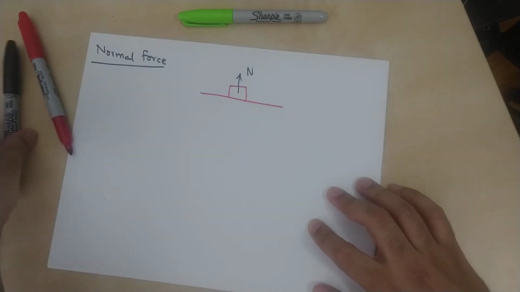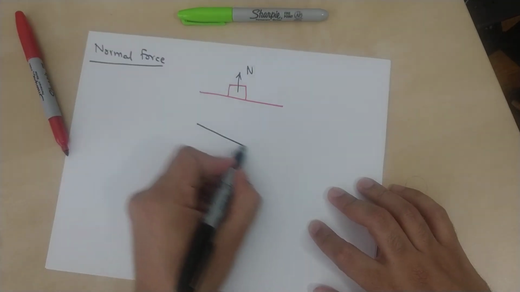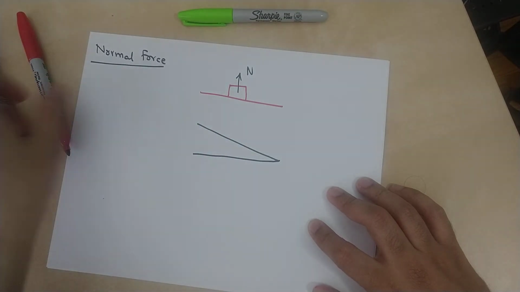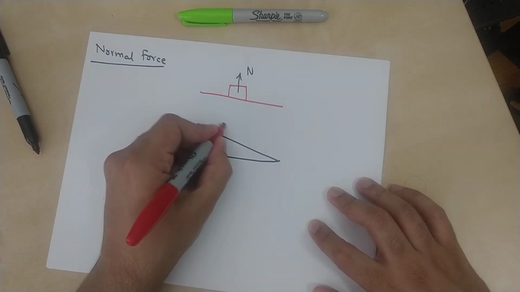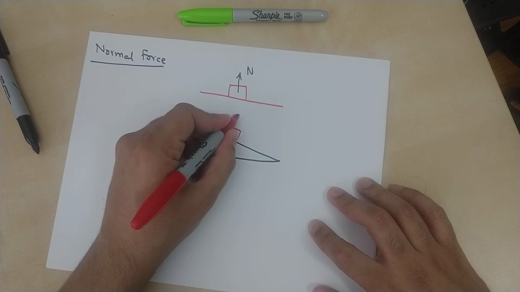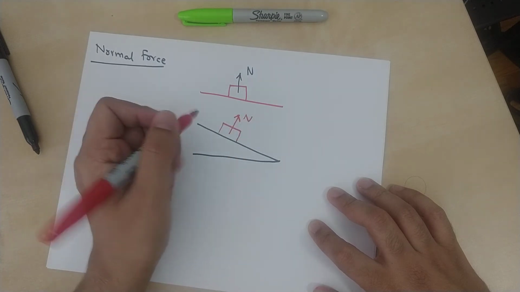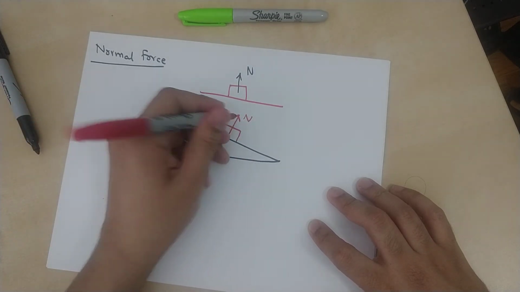The important thing is that if you tilt the surface, the normal force goes along that. So the normal force on this object is going to be tilted also. It's always perpendicular, always makes a 90-degree angle. So that's an important thing to remember.